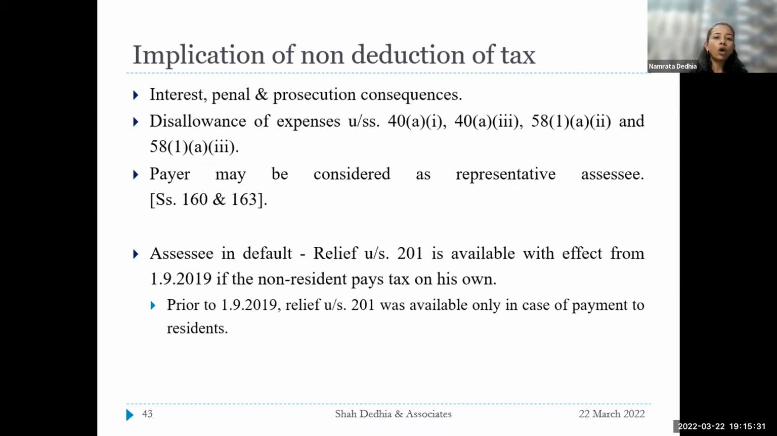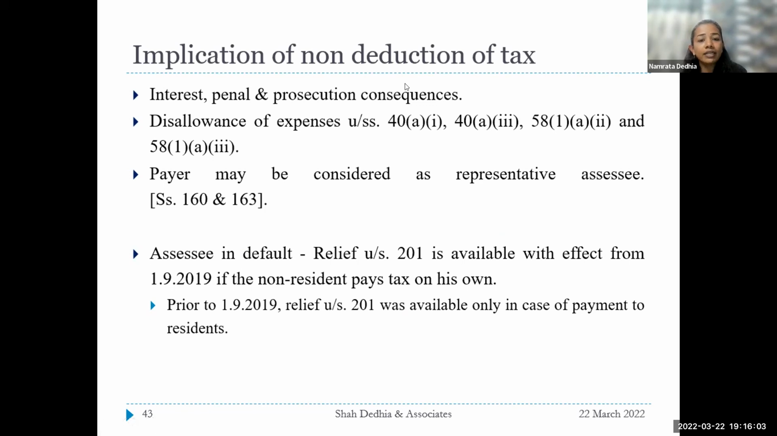The impact of non-deduction, we are broadly aware. Just to touch upon, there could be interest on delayed deduction, delayed payment, and other penal and prosecution consequences. Plus, there will be disallowance of expenses if it is business expenses under section 40(a), or if it is other expenses claimed against income from other sources, then under section 58 there will be a disallowance. And the payer could be considered as a representative assessee.